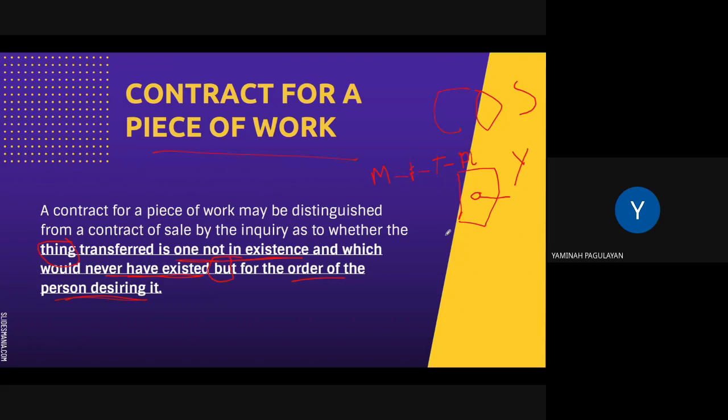Sir, sa tingin ko po, sir, is contract of sale pa rin. Ay, sir, contract of sale pa rin po siya kasi part pa rin po siya nung mga minamanufacture yung table po, sir. And out of stock lang po siya, sir. So, still po, sir, part pa rin po siya ng ordinary course of your business po, sir.